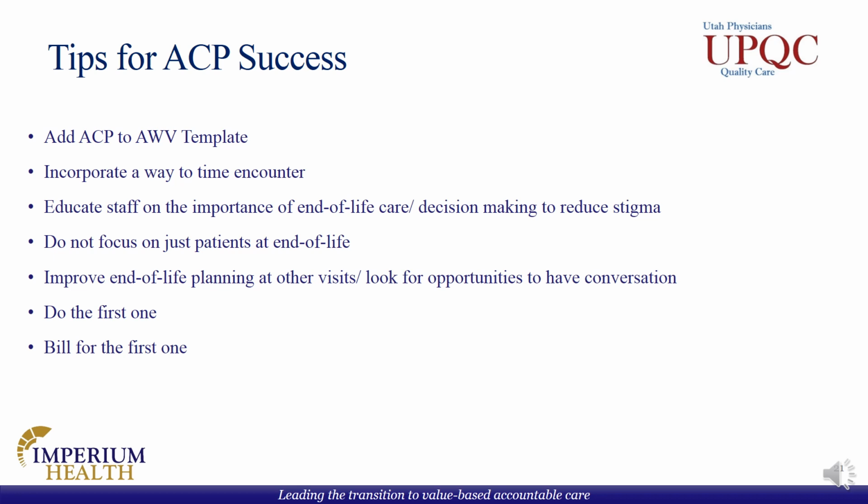End-of-life care decision-making often has a little bit of a stigma associated with it that we need to kind of avoid as much as possible. And coaching the patient when they are at their most vulnerable, or discussing when they may be at their most vulnerable, is important. I would always recommend not focusing just on patients that are at the end of their life. While those are people that are candidates for advanced care planning, they shouldn't be the only ones. And really look at it as a way to improve end-of-life planning at other visits as well.